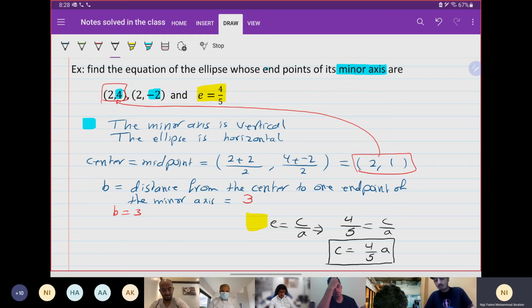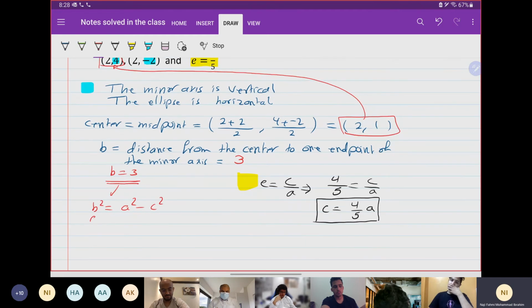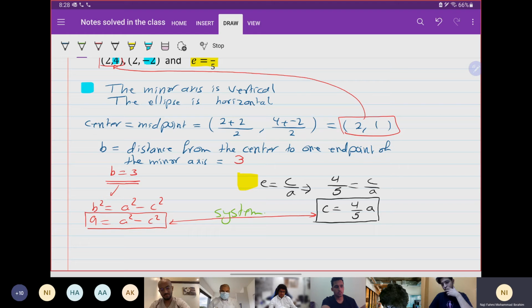That other equation, I will get it from B. Do we know a relation between A, B, and C? The Pythagorean. So from B, I will say that B squared is equal to A squared minus C squared. This means 9 is equal to A squared minus C squared. Now these two, are they 2 equations or not? Yes. So these two together, we call them a system of equations. So now we have to solve this system.